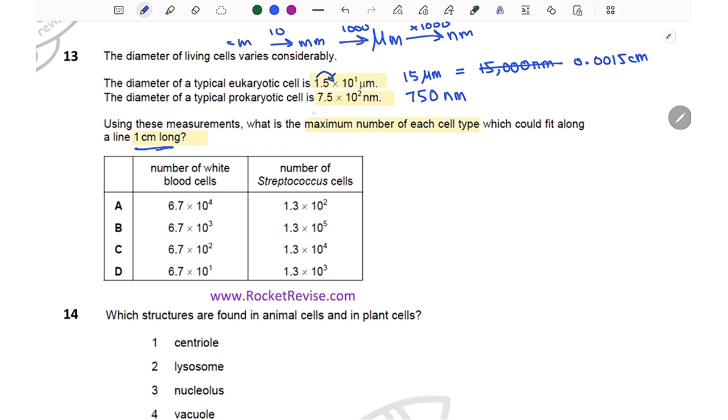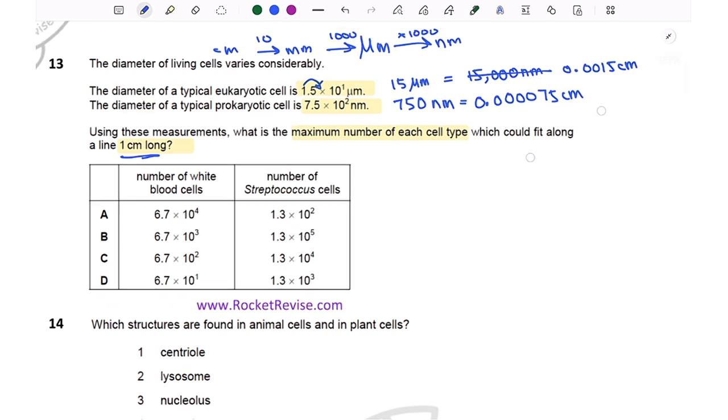And when you divide nanometer to centimeter, you're going to do 7 zeros, or you can do it step by step, but I'll just do it directly. So when you divide it by that many zeros, you end up with 0.004 centimeters. So I have both my numbers in centimeters.